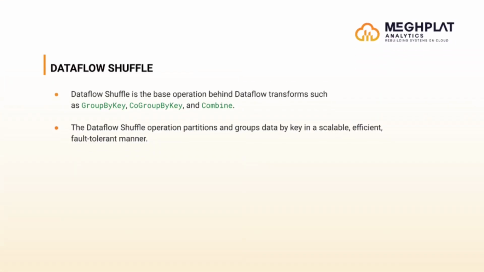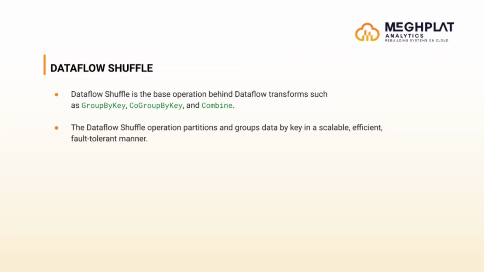Okay, so now what is Dataflow Shuffle? It is the base operation behind Dataflow transforms, which uses GroupByKey or CoGroupByKey or Combine or split up. Now what does that mean?